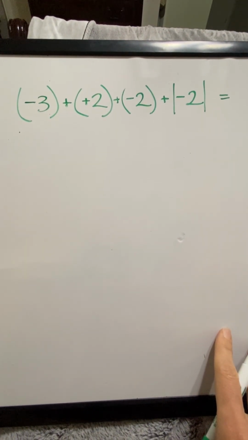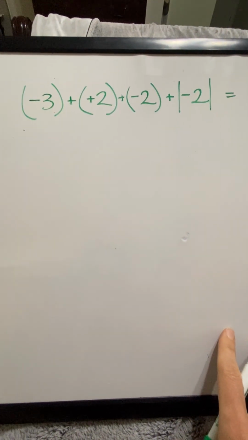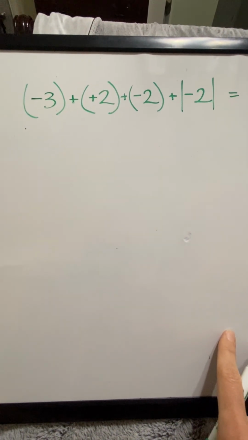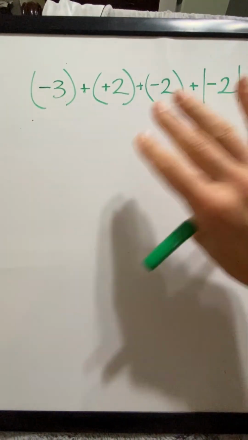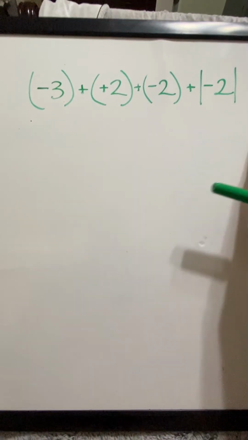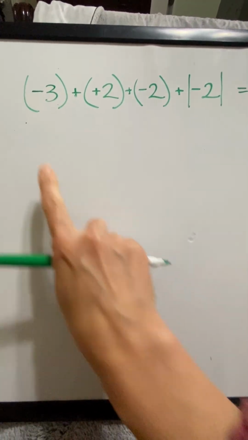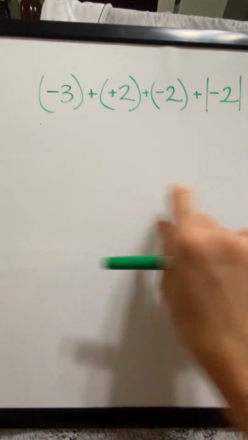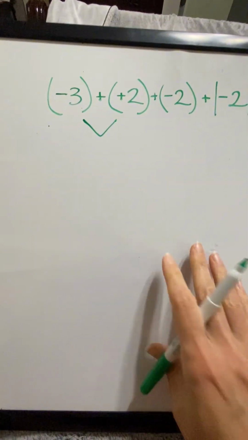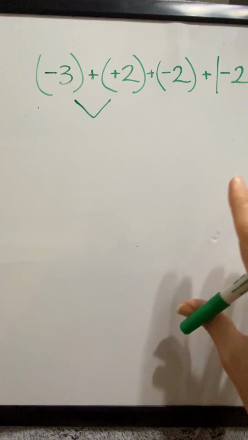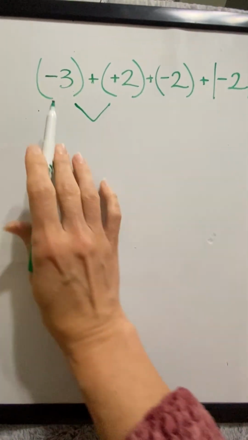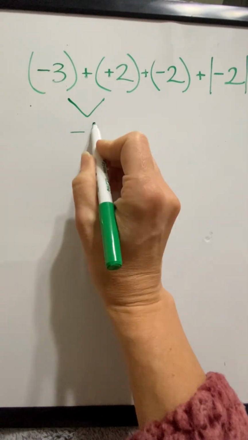Okay, so here is an example of one of the questions that you will come across in your homework. This is an extended version. Sometimes you might just get like the -3 plus +2, but this one's a little bit longer. When you do this, just start from left to right, okay? So we have -3 plus +2. Signs are different. I'm going to subtract them. 3 minus 2 is 1. The 3 is the biggest number, so I now have -1.